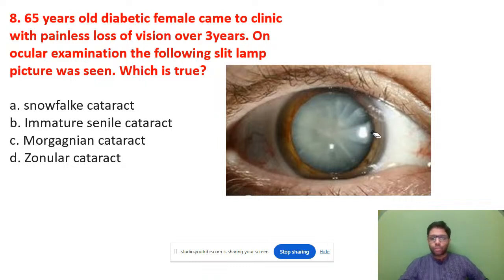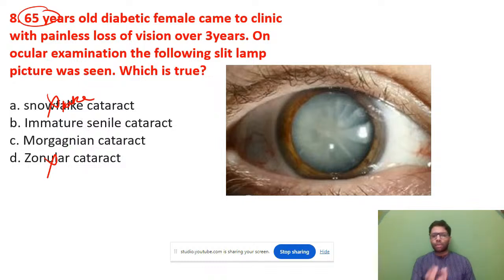Now, what happens? You see this. This is your iris shadow. This iris shadow is seen in immature senile cataract. Now, from age, you can rule out zonular cataract and snowflake cataract. Snowflake cataract is seen in type 1 diabetes mellitus, that is in young age. Zonular is seen in congenital cataract. That is not in a 65-year-old. So, the answer has to be between immature and Morgagnian.